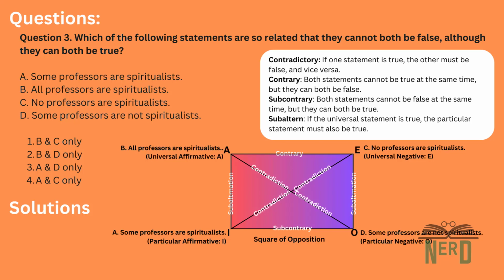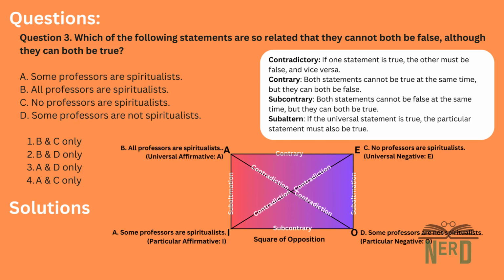A. Some professors are spiritualists. I statement, some S are P. B. All professors are spiritualists. A statement, all S are P. C. No professors are spiritualists. E statement, no S are P. D. Some professors are not spiritualists. O statement, some S are not P. Applying the subcontrary relationship, subcontrary pairs are I and O: some S are P and some S are not P.